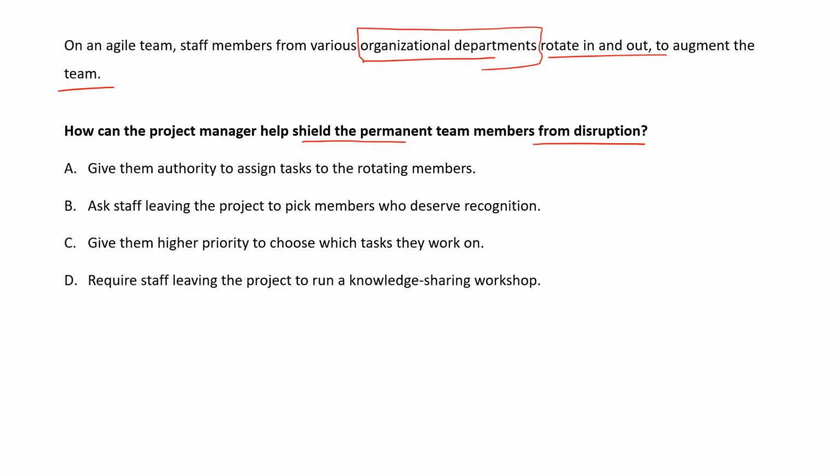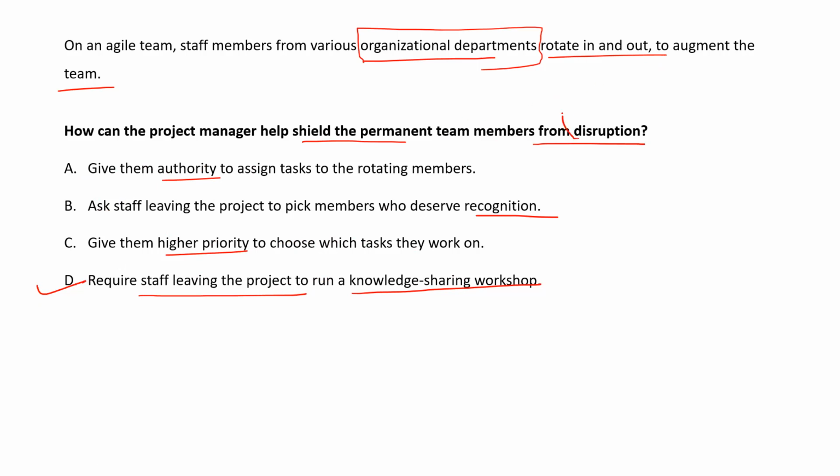Always remember that whenever a team member is leaving, you have to collect what? Lessons learned from them. You cannot let any resource go until they share the knowledge and provide the lessons learned. This is the task you have to remember. So it's not about authority, not about priority, not about recognition. It's all about collecting lessons learned whenever someone is leaving. This is the primary responsibility of the project manager, whether you are in predictive, agile or adaptive. So D is the correct answer.